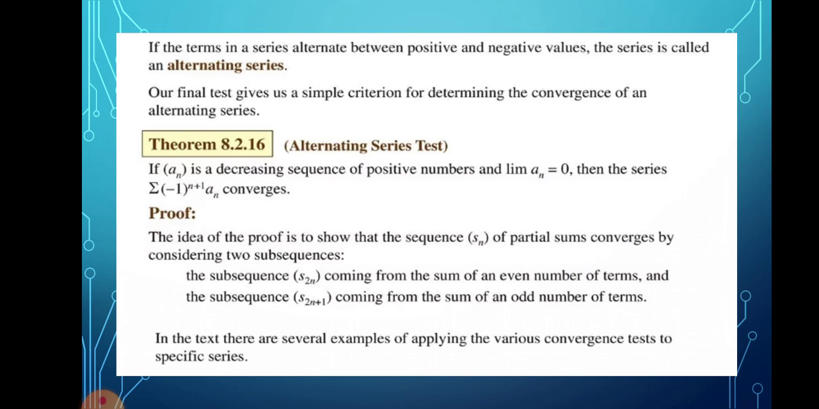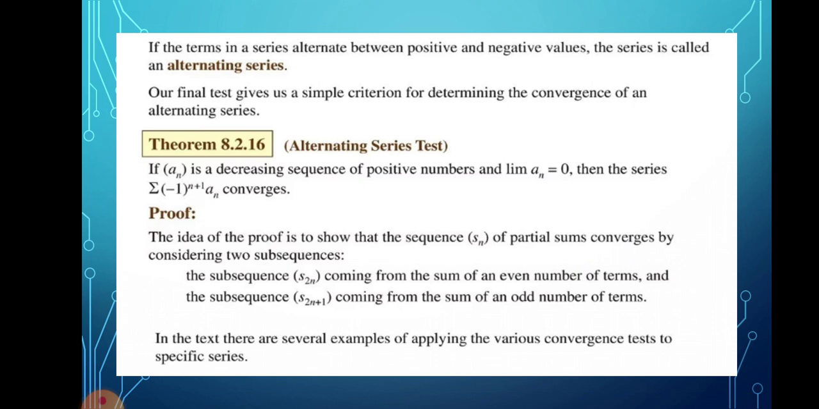If the terms of a series alternate between positive and negative values, the series is called an alternating series. Our final test gives us a simple criterion for determining the convergence of an alternating series. Theorem 8.2.16, the alternating series test. If a sub n is a decreasing sequence of positive numbers and the limit of a sub n is equal to 0, then the series summation of negative 1 to the power of n plus 1 times a sub n converges. We have this proof.